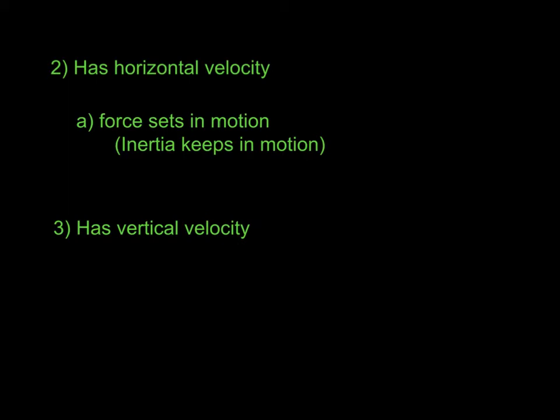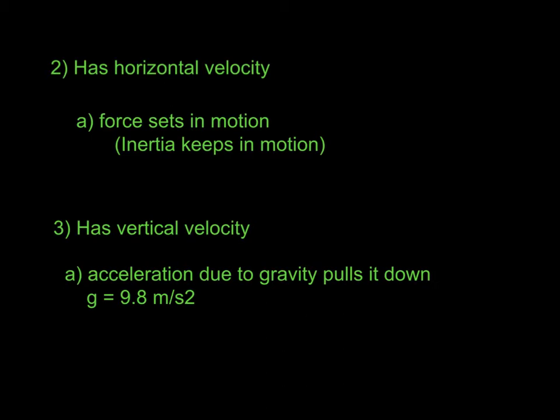All projectiles also have vertical velocity. They are moving in the vertical direction as well as in the horizontal direction. This is because the acceleration due to gravity pulls the object down. Remember that the acceleration due to gravity is 9.8 meters per second squared.